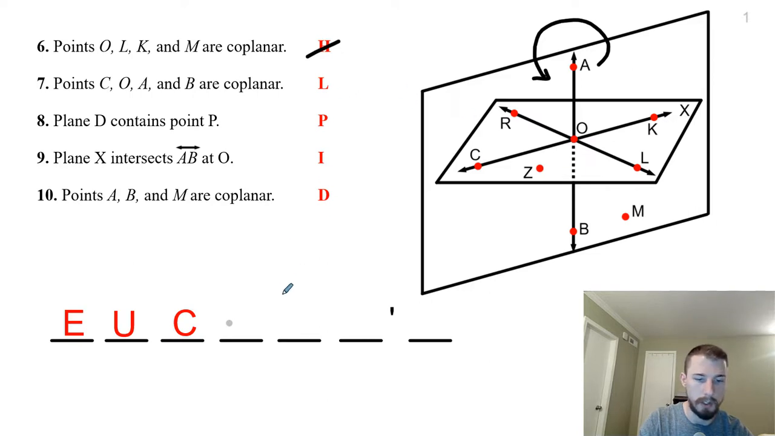So that would be our second letter here, which would be L, or our fourth letter. And let's go ahead and jump down to number 10. That's a similar thing going on there. Points A, B, and M are coplanar. So you have A and B again. So we're talking about a vertical plane. But now we need point M. I'm not sure where M is, somewhere underneath the plane, but we do know with just points A and B, we could rotate that vertical plane around until it does go through this point M.